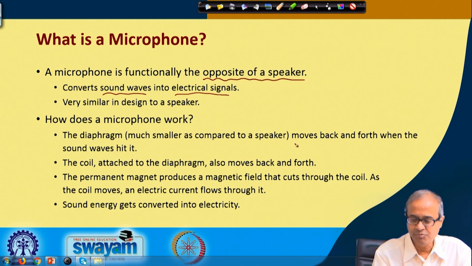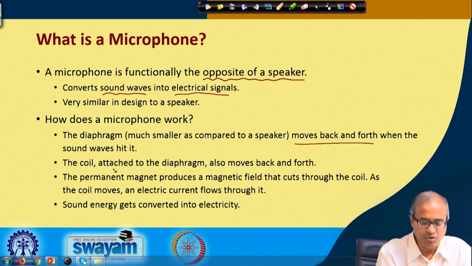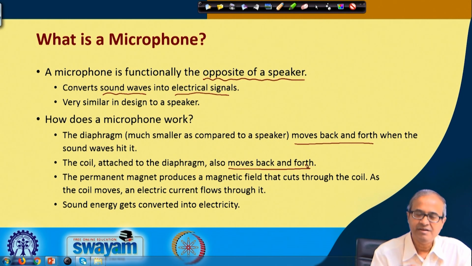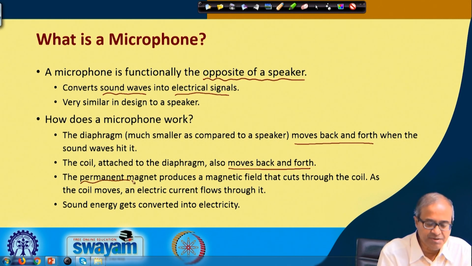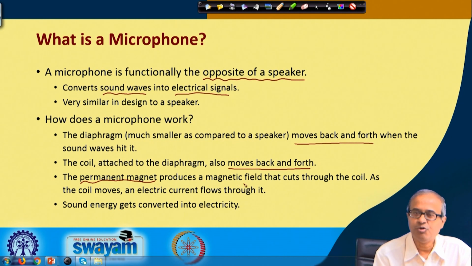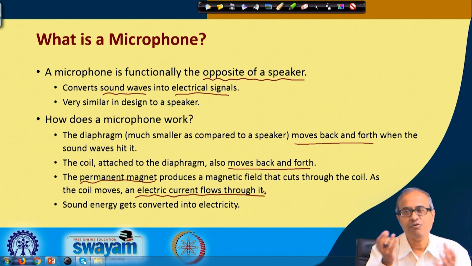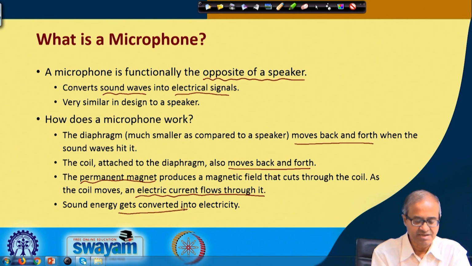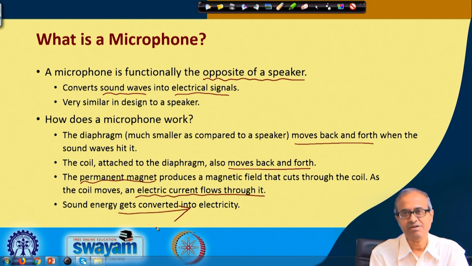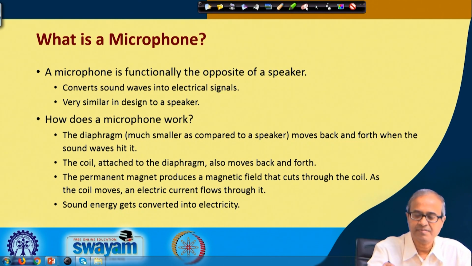The diaphragm moves back and forth, the coil which is attached to the diaphragm will also move back and forth. Just like a speaker, there is a permanent magnet, there will be a magnetic field in which the coil is sitting. So, as the coil moves, an electric current will be flowing through it because of a voltage that will get induced. So, sound energy gets converted into electric energy or electricity. This is how a microphone works.